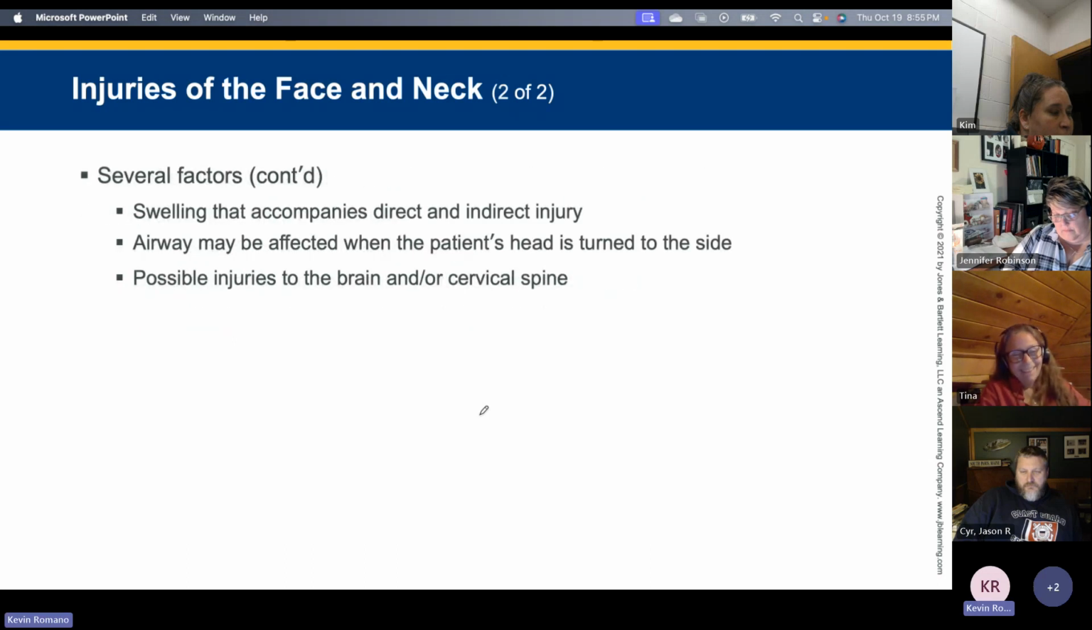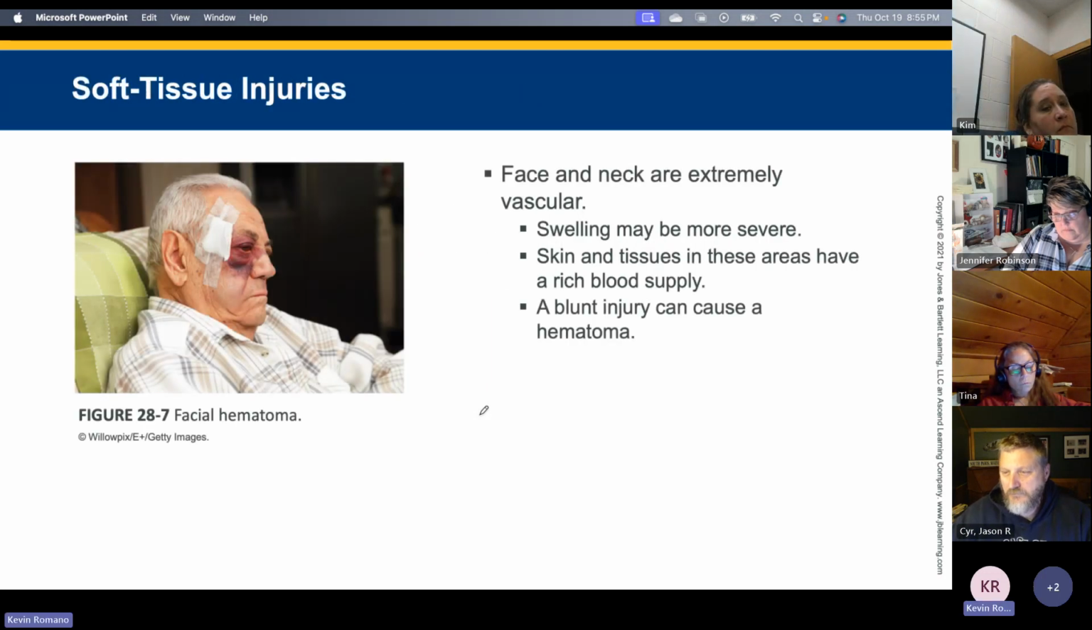All right. Several factors include swelling that accompanies direct and indirect injury to the soft tissues, which can also contribute to other airway obstructions. The airway may also be affected when the patient's head is turned to the side. Possible injuries to the brain or cervical spine may also interfere with normal respirations, which I'm sure Morgan went over with you on neuro assessment and neurology.